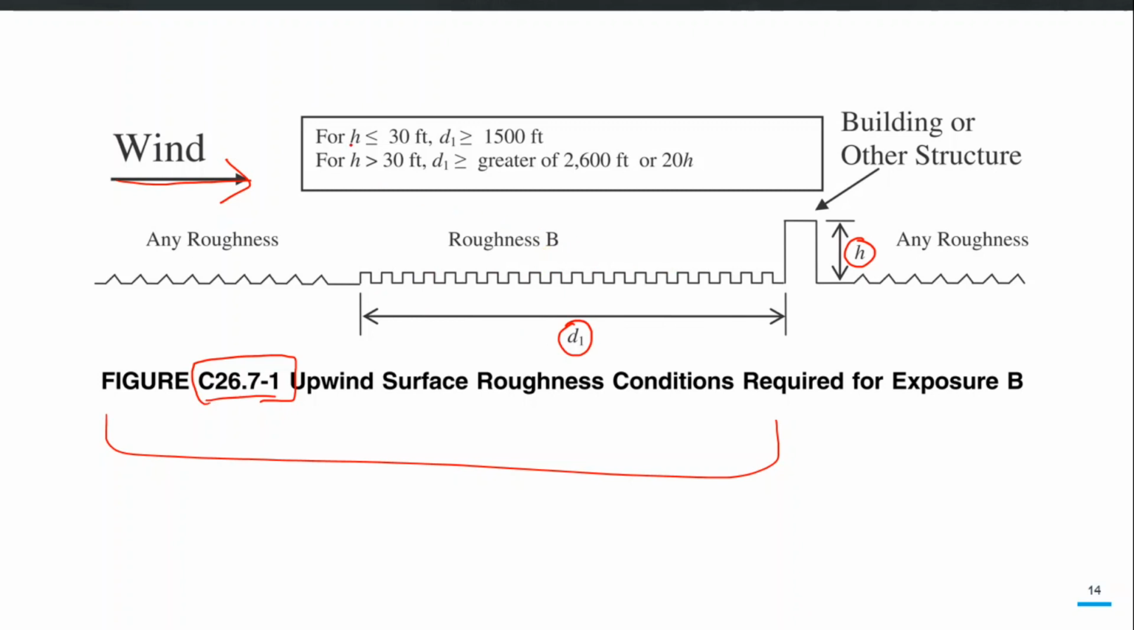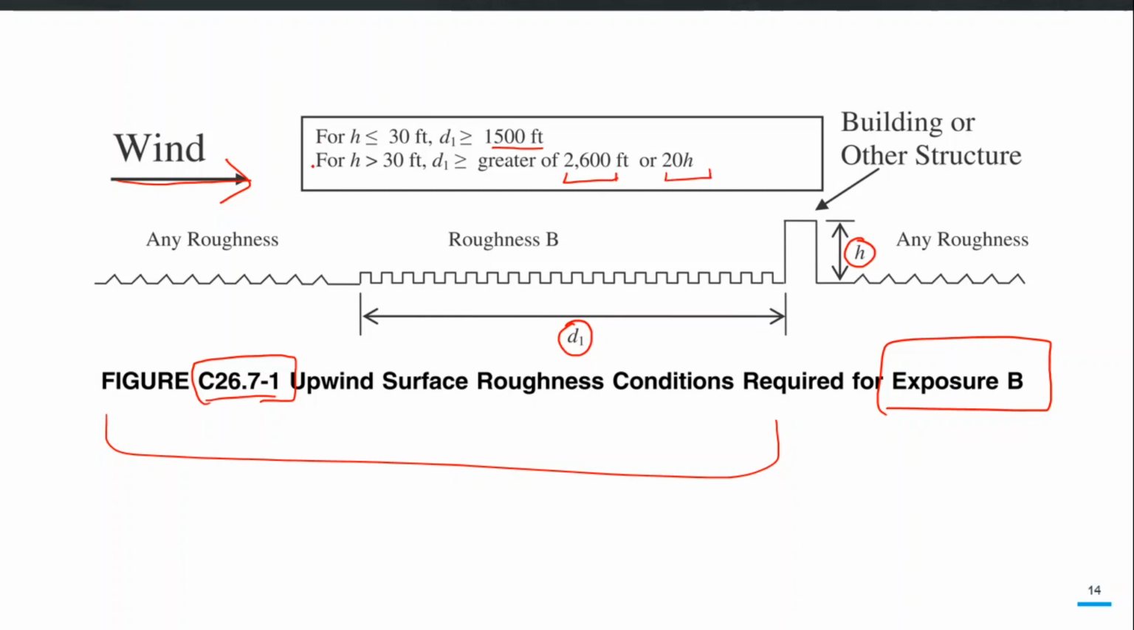For height of your building less than 30 feet, if D1 is greater than 1500 feet, then you assign it as an exposure category B. Or if your building's height is greater than 30 feet, then D1 should be the greater of 2600 feet or 20 times the height of the building.